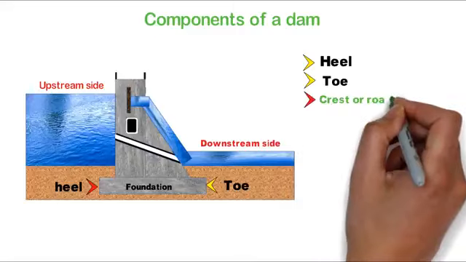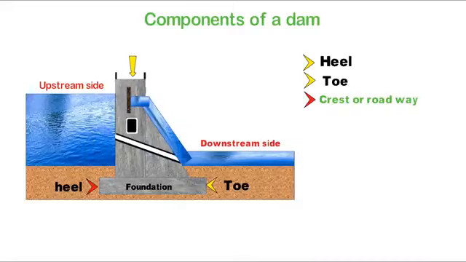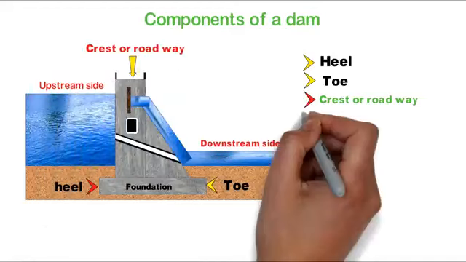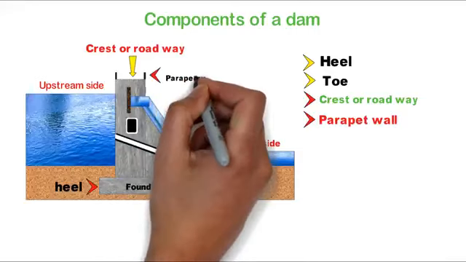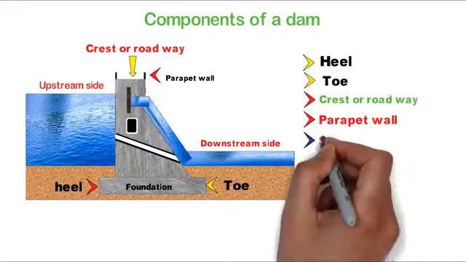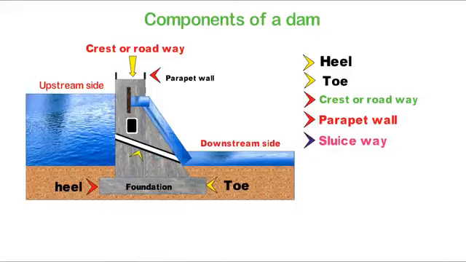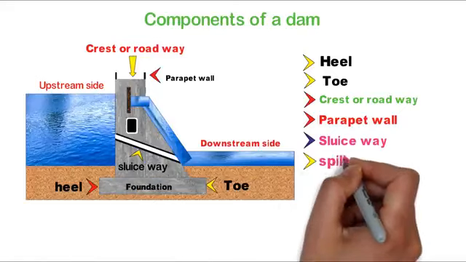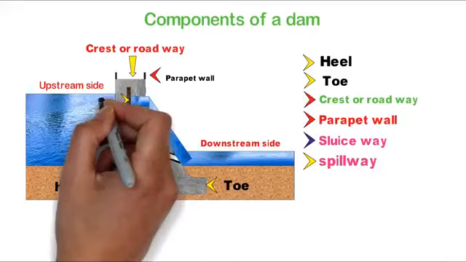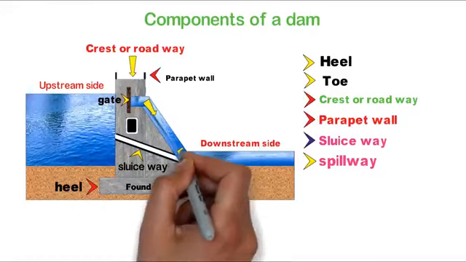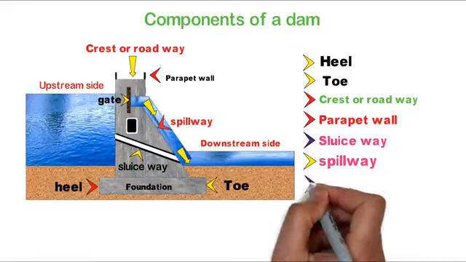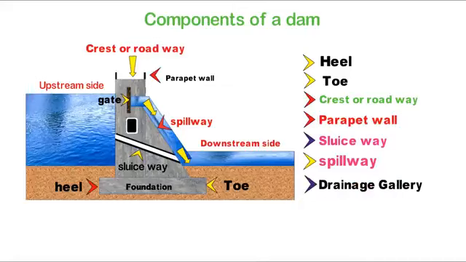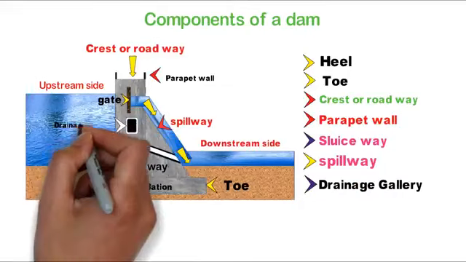Then comes the crest or roadway, which is the roadway over the dam. Another component is the parapet wall, on the sides of the roadway or crest. Then comes the sluiceway. The next component is the spillway, and this is the gate, and from the gate the water will come down to the downstream side through the spillway. And the last one is the drainage gallery, which goes throughout the dam structure.